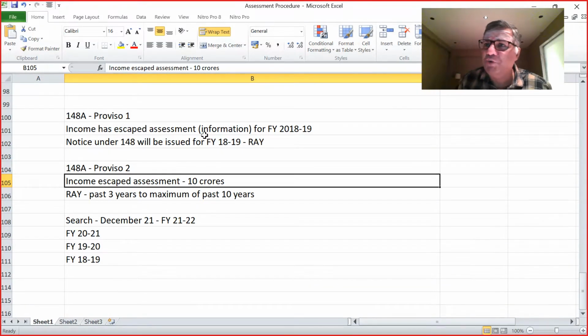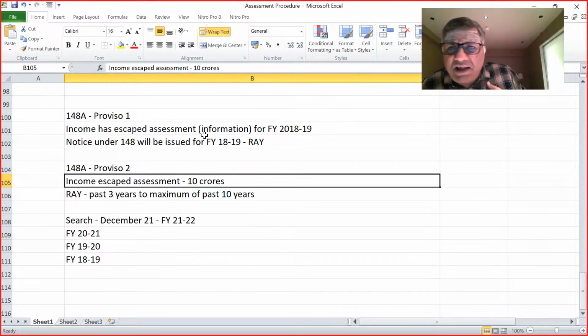What is Proviso 1? In Proviso 1, I clearly have the information that for 1819 or 1718 your income has escaped assessment. Sir, that year you have purchased a particular item, or that year you have made a particular investment, so my flag is raised. Apart from that, it can even be some sales not being reported, etc. There is a flag being raised. How does this flag get raised?